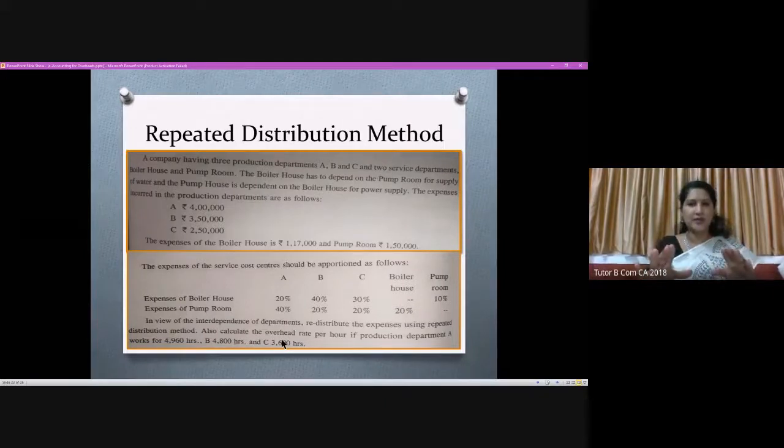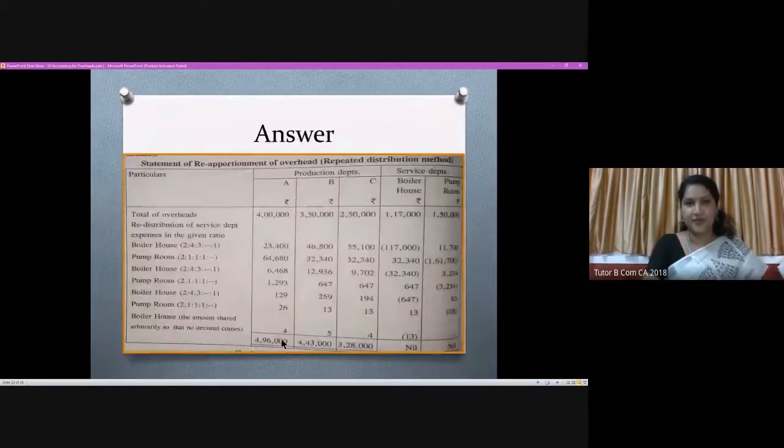So the question is very clear. We are given the primary distribution summary of the production departments as well as the service departments. Now we are asked to prepare the secondary distribution summary based on the repeated distribution method. That is, we are going to reapportion the expenses of service departments to production departments. That's what we are going to do. Okay, this is the answer in front of you.